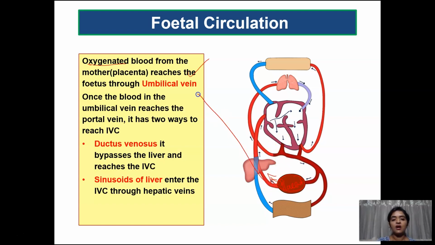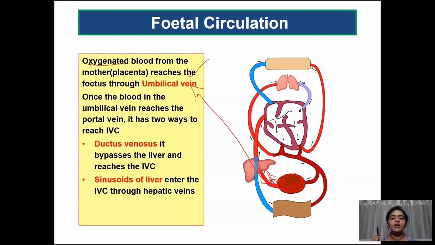So this is our umbilical vein, this red colored region. Why is this vein colored red? That means this umbilical vein and umbilical artery are not like our ordinary artery and vein. When we say umbilical vein, this is actually carrying oxygenated blood, in contrast to our normal veins which carry deoxygenated blood.